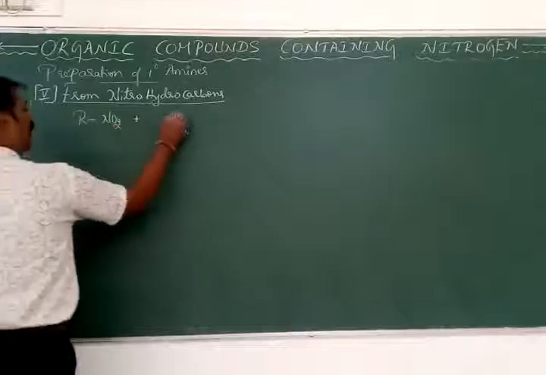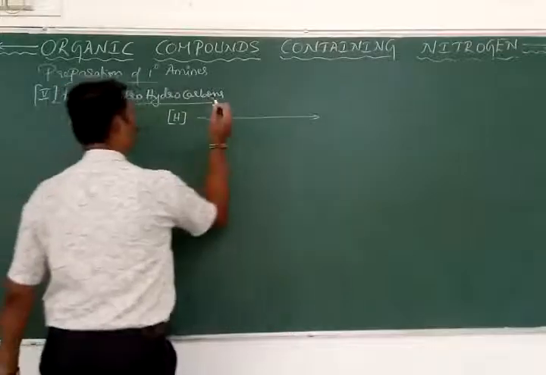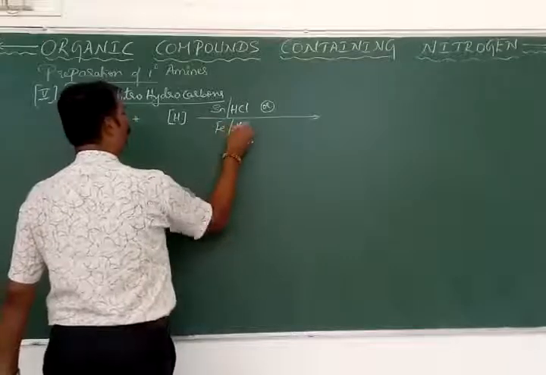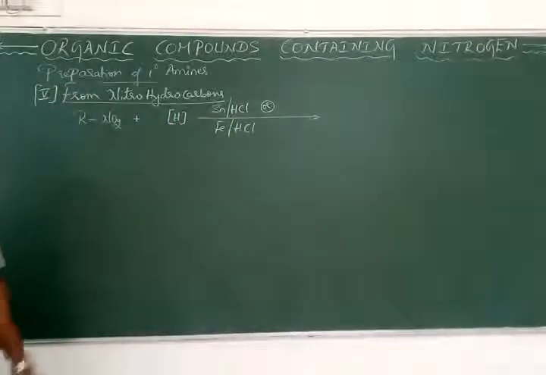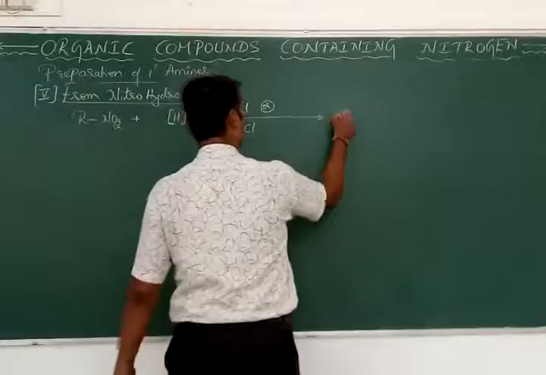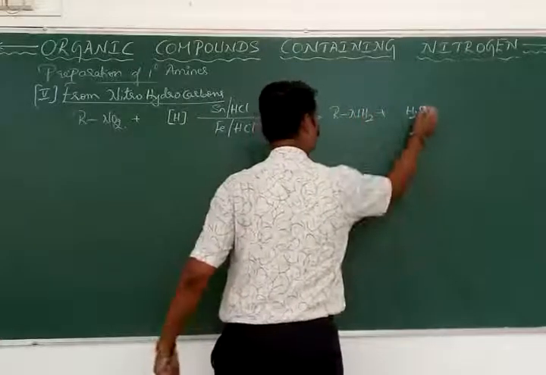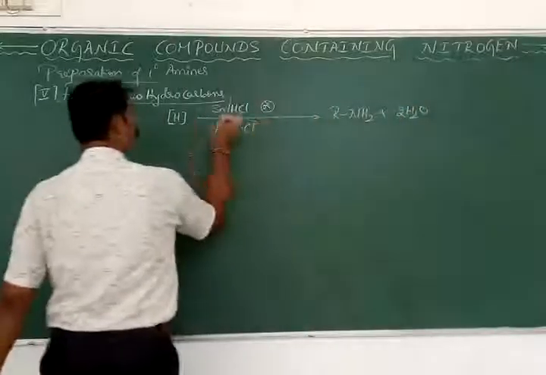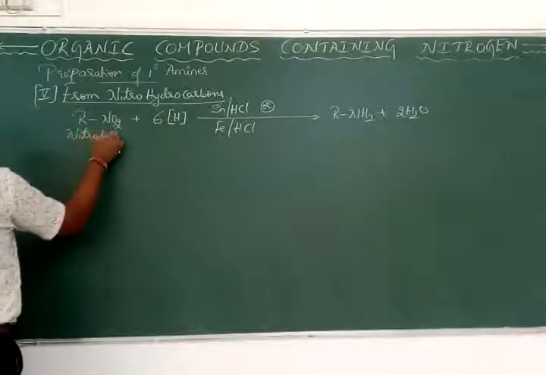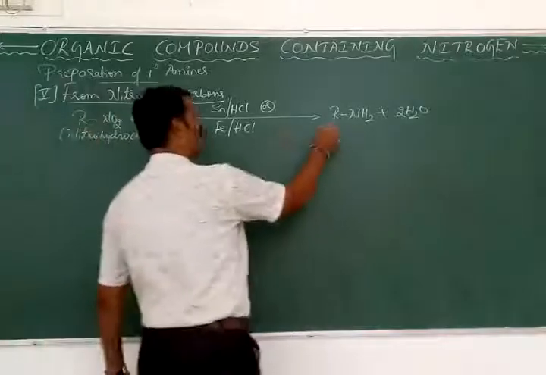Nitrohydrocarbons. Again, the same process called reduction using Sn/HCl or Fe/HCl, that is tin in presence of hydrochloric acid, or iron in presence of hydrochloric acid, where we are getting RNH2 plus H2. As we are having the two oxygen atoms, 4 plus 2, that is equal to 6. This is the general formula for which one? Nitrohydrocarbons.